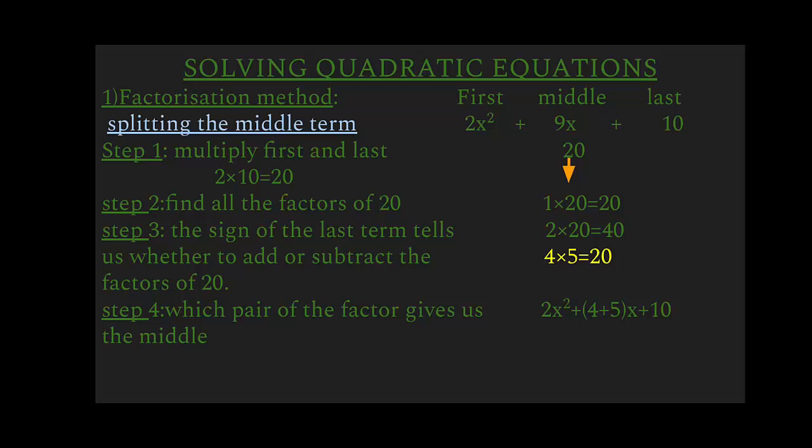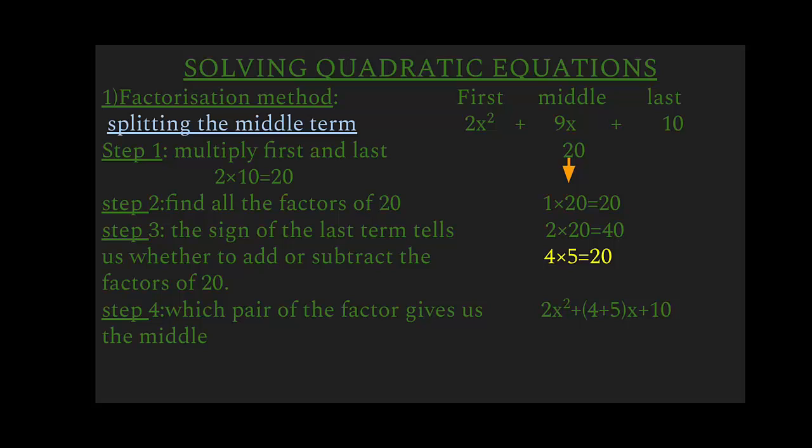Second step, find all the factors of 20: 1 into 20, 2 into 10, 4 into 5. Step 3, the sign of the last term tells us whether to add or subtract the factors of 20. Now this point is very important. The sign of the constant will decide whether we have to add or subtract the factors in order to get the middle term. Since it is plus, you have to add. 4 plus 5 will give you 9.